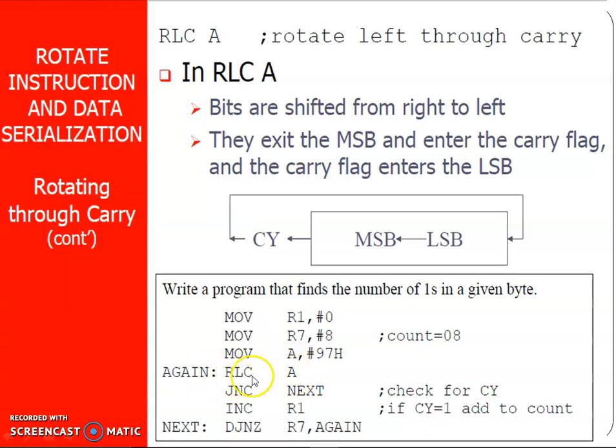So RLC A, then JNC next. In next, not carry means it's not a 1. If it is not 1, just go to the next iteration and check the next bit. If it is 1, what happens? The control comes to the next instruction, that is INC R1, so R1 will be incremented. In this manner we are going to count the number of ones in this given data.